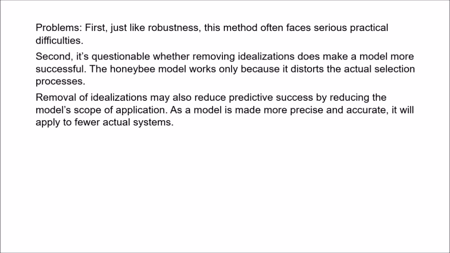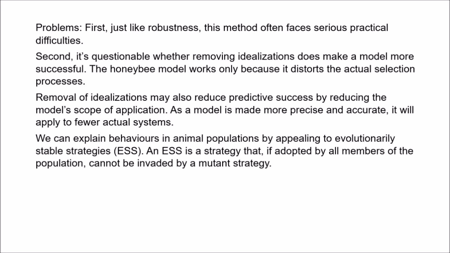For example, one way to explain behaviours in animal populations is to use models of evolutionarily stable strategies. An evolutionarily stable strategy is a strategy that, if it were adopted by all members of the population, cannot be invaded by a new mutant strategy. These models are often highly general, highly idealised.